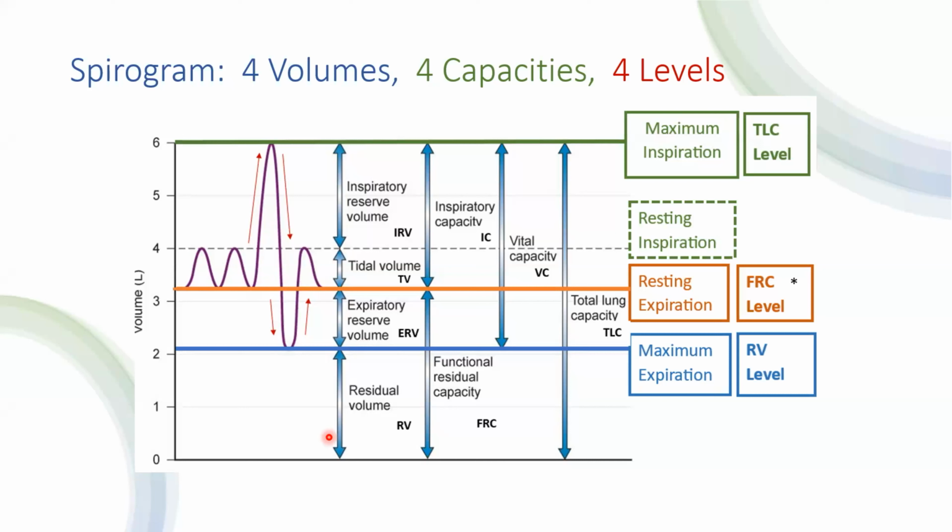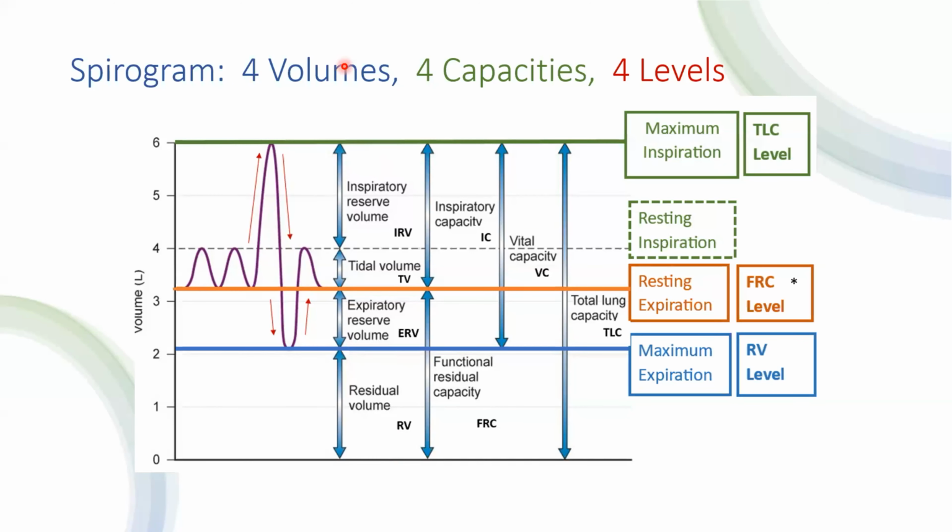The amount of volume that remains in the lung after you've done a maximal expiration is the residual volume, or RV. So 4 volumes, tidal volume, what comes in and out for restful breathing. Inspiratory reserve volume, what you can breathe in after you've already inhaled a resting tidal volume. Expiratory reserve volume, the ERV, what you can exhale after exhaling a tidal volume. And residual volume, what remains in the lung after that maximal expiration.